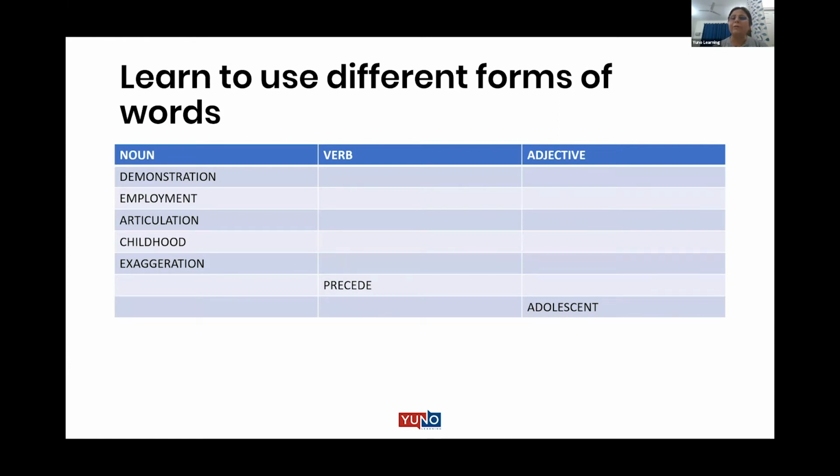But Krishna gave another word, and that was articulatory. How do you use the word articulatory?